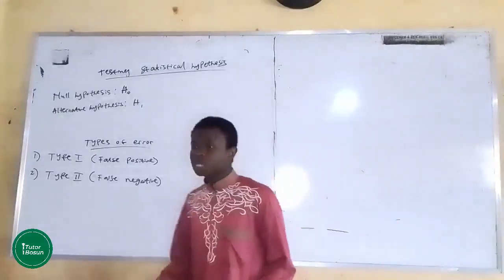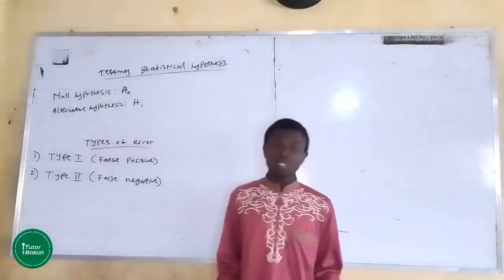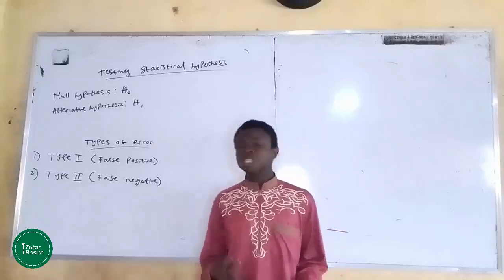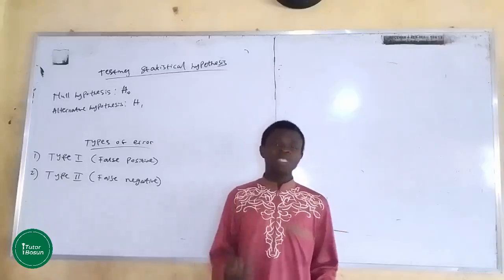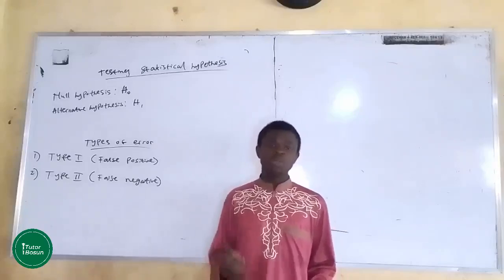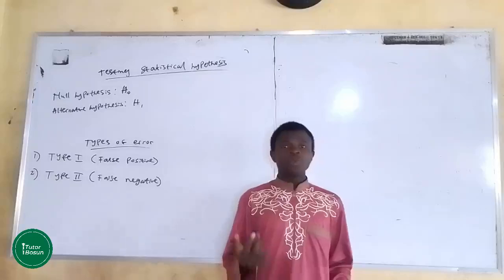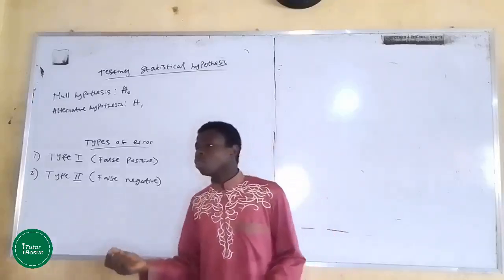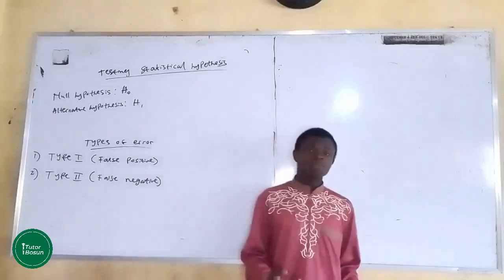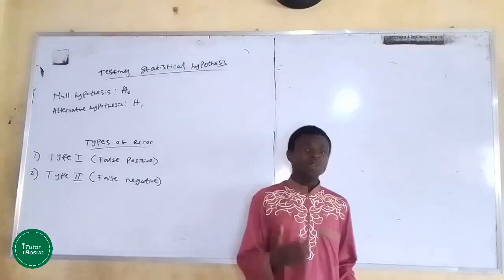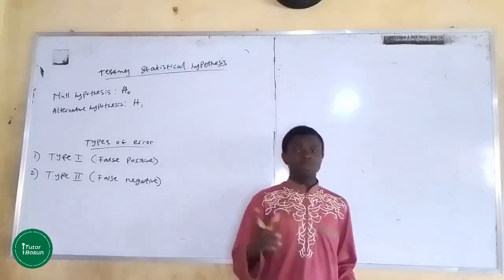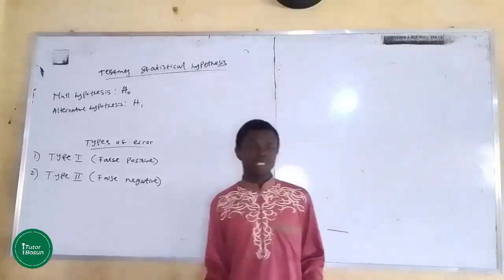We also have the concept known as level of significance. In most cases, we make use of 5% level of significance, which is known as alpha. The opposite of your level of significance is known as your level of confidence. So let's say your level of significance is 5%. Definitely your level of confidence will be 100 minus 5, which is 95%.